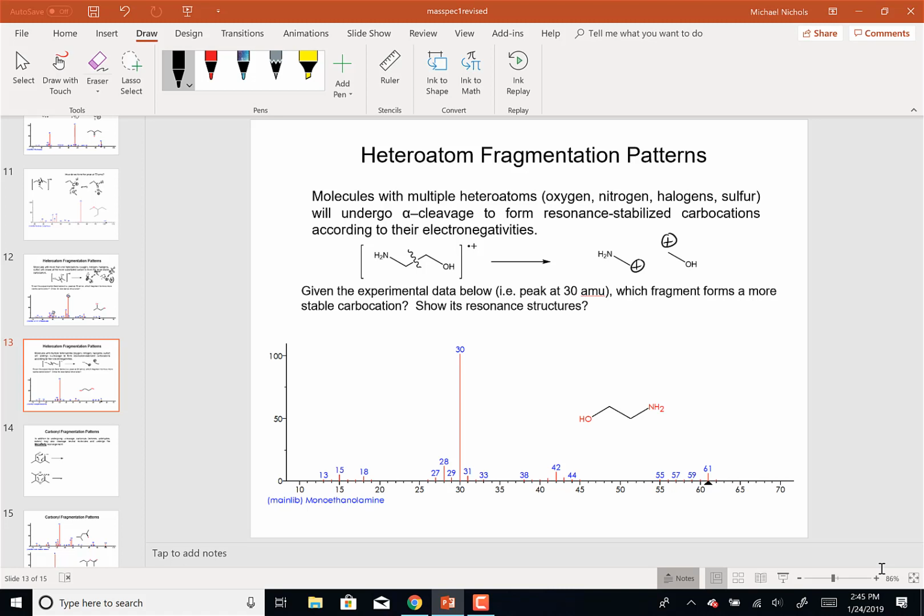Don't know? So that statement about forming resonance stabilized carbocations according to the electronegativities of the element: do exactly what I just did for the other one. Write the two resonance structures of those two carbocations. Determine their masses. Look at the spectrum and see which one is more abundant. And that'll tell you which one's more stable. And then I'm going to ask why.